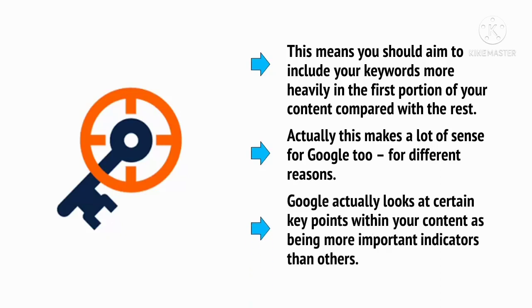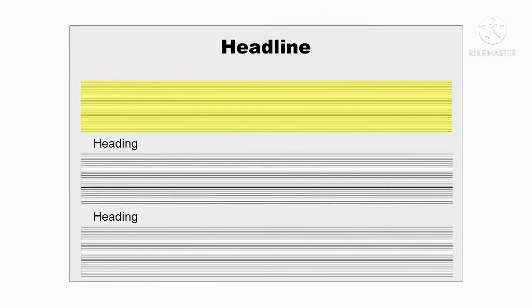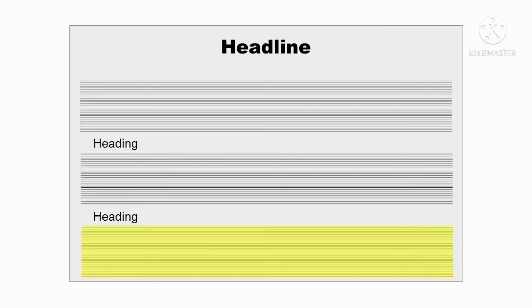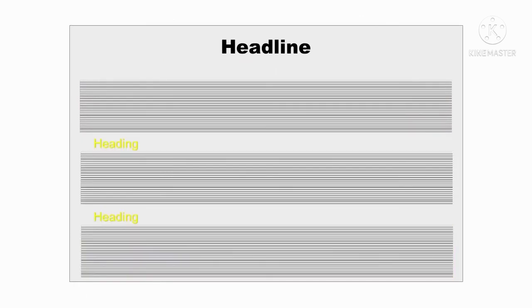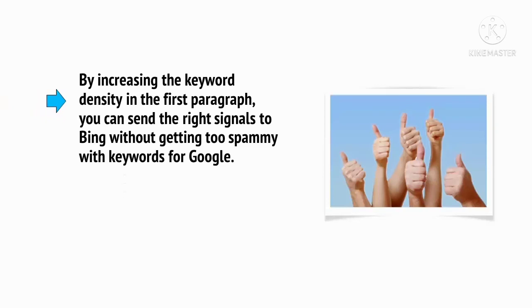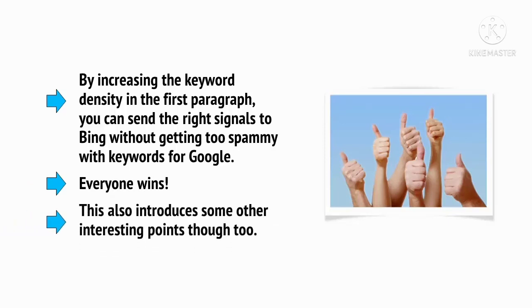Google actually looks at certain key points within your content as being more important indicators than others. The first paragraph is one section that's given extra importance, as is the last paragraph and other headings. And by increasing the keyword density in your first paragraph, you can send the right signals to Bing without getting too spammy with keywords for Google. Everyone wins.